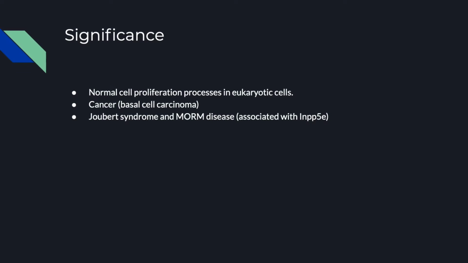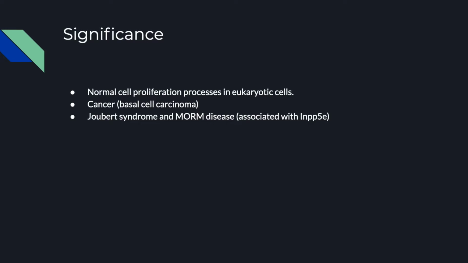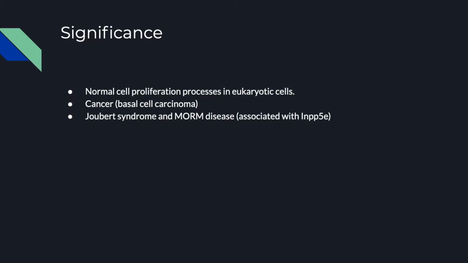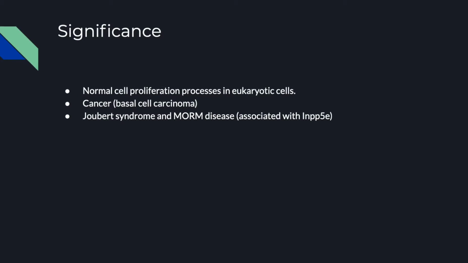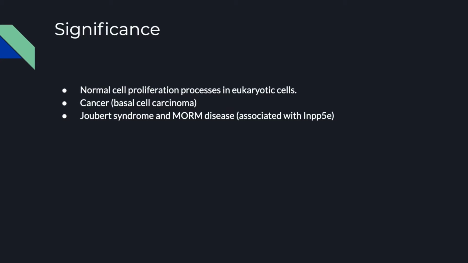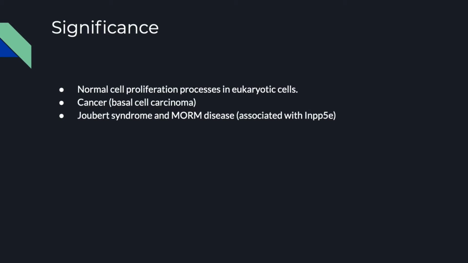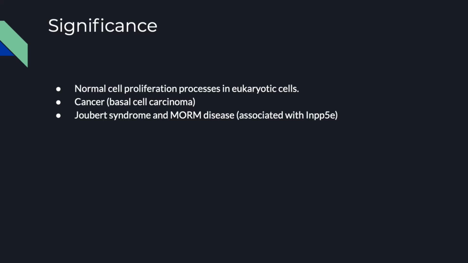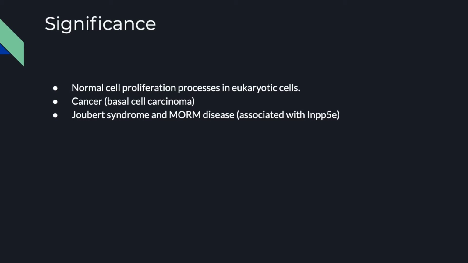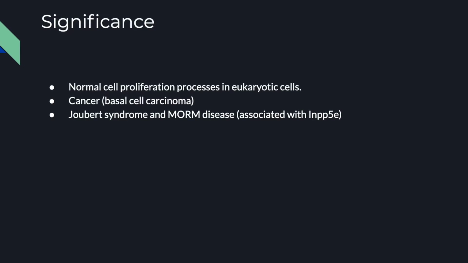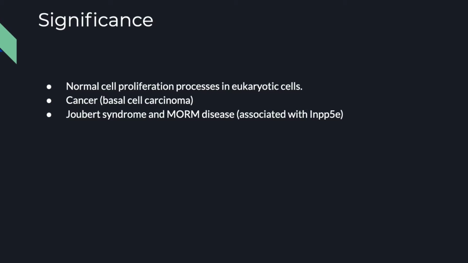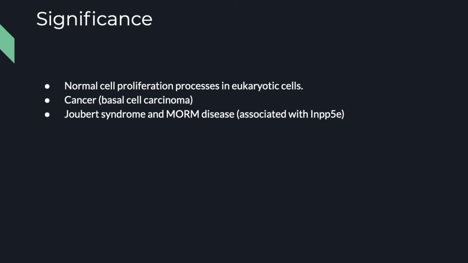The significance of this research will help researchers understand the normal processes of cell proliferation, or cancers that arise from mutations within these cellular and molecular pathways of cell division. Also, it can help us understand and treat serious genetic developmental diseases such as Joubert syndrome and Morm disease, which are linked to the ciliary enzyme INPP5E.